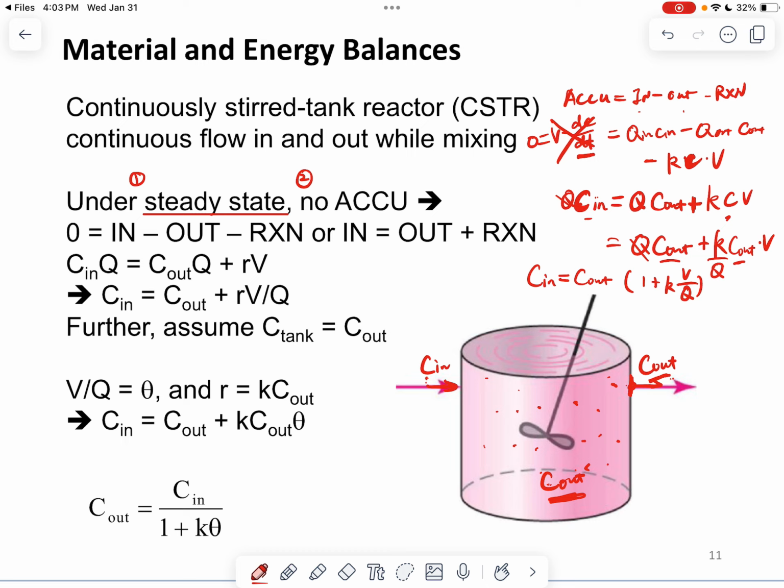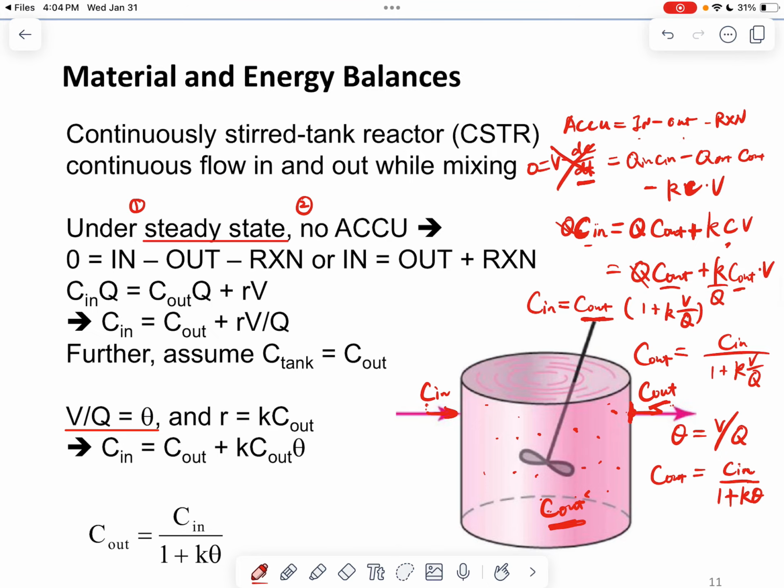So basically, let's say the outflow concentration, C out, is going to be C in divided by 1 plus KV divided by Q. Okay, and further, people define theta as V divided by Q. Then you'll have C out equals C in divided by 1 plus K theta. Okay, so this is a relationship between the inflow concentration and the outflow concentration.